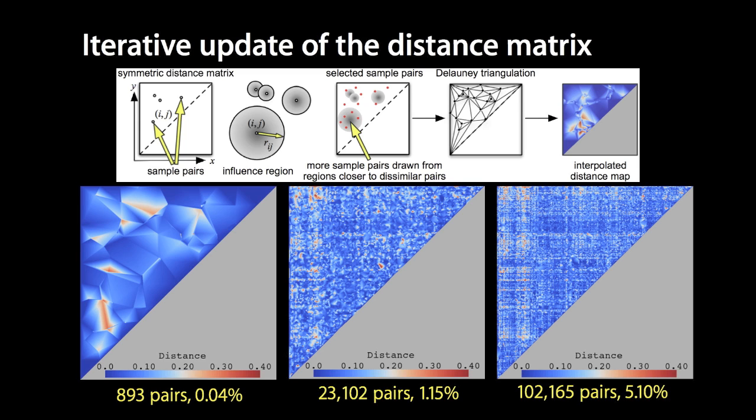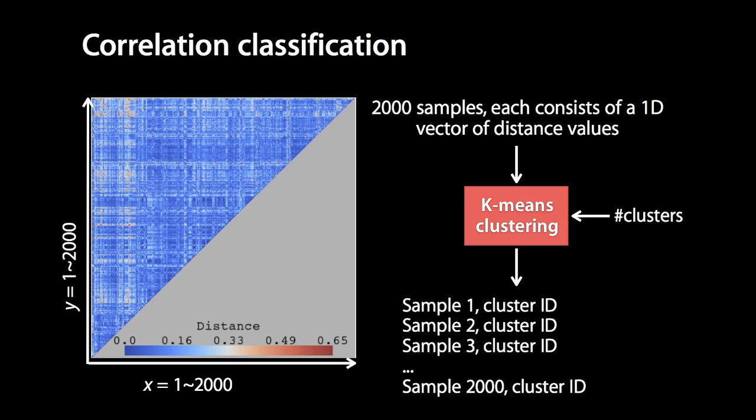After computing the distance matrix, we use a hybrid k-means algorithm to classify the samples. The input to the k-means clustering is all samples, each containing a 1D vector of distance values with respect to all other samples. At runtime, the user picks the number of clusters, or our algorithm can automatically determine the optimal number of clusters. The output is the classification of all samples.